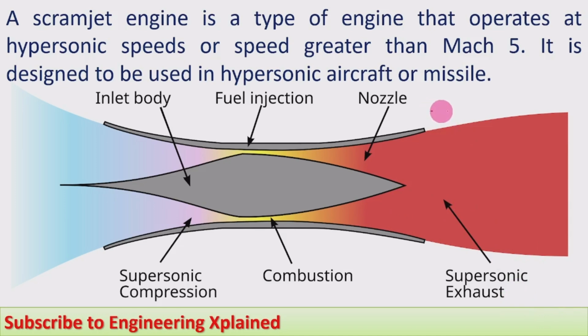As we know, at whatever speed the exhaust gas is moving backward, the vehicle moves in the forward direction, according to Newton's third law. Like that, here also it works, and therefore the speed of the engine becomes hypersonic, and the vehicle to which this engine is fixed, either a missile or an aircraft, travels at a hypersonic speed.